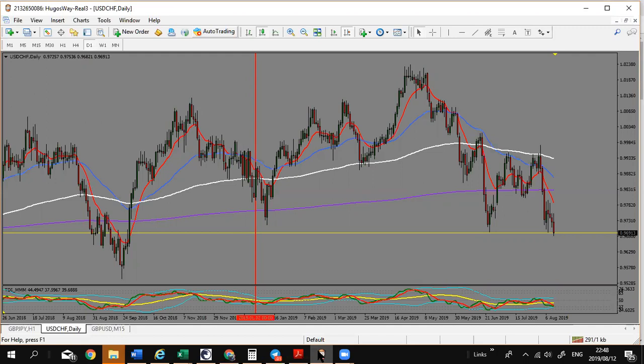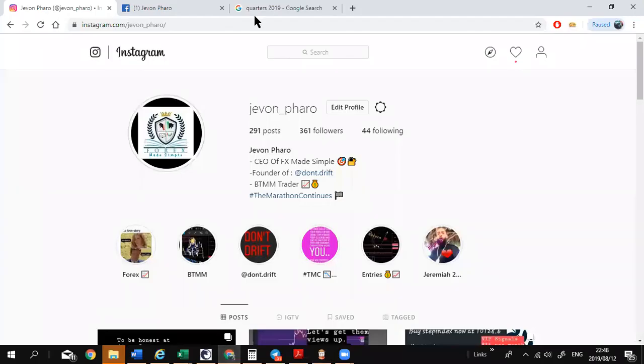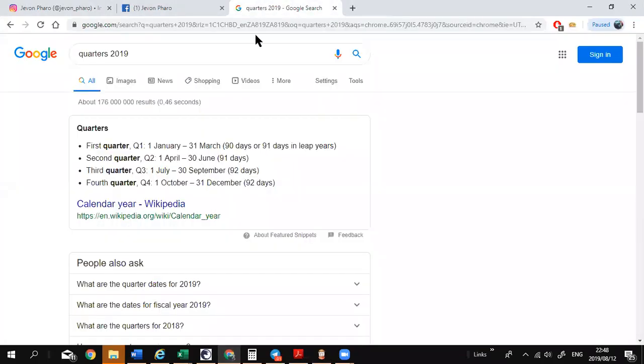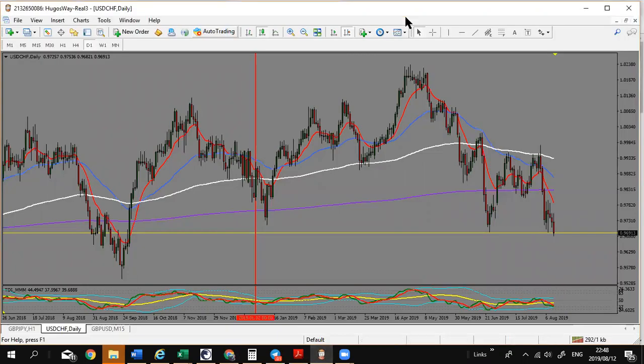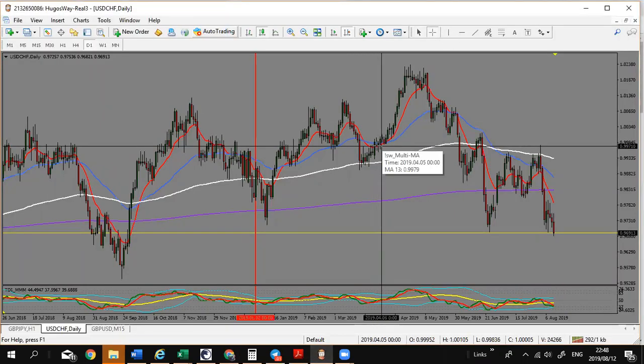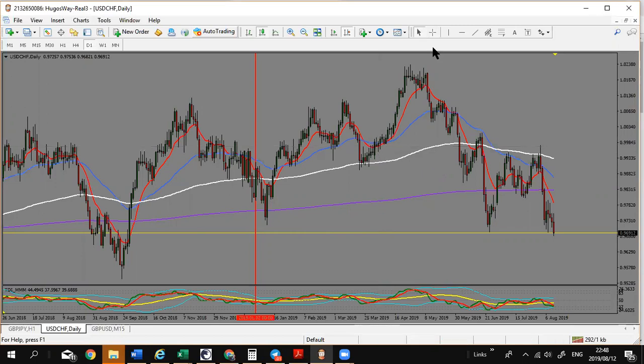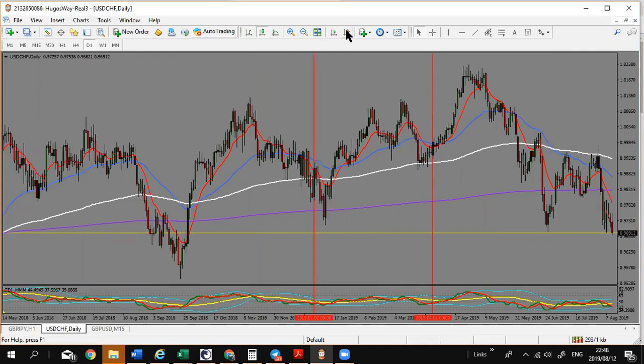That's why I'm here. We all know that each year has 4 quarters. The first quarter is from the 1st of January up until the 31st of March. The second quarter starts in April. So as you can see over here, this is the 1st of April on this candle, and here's the first quarter. Now what I'm going to do is break this down quarter by quarter, and then we're going to look at the bigger picture.